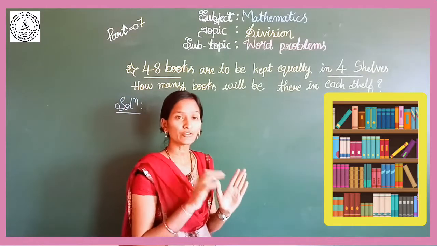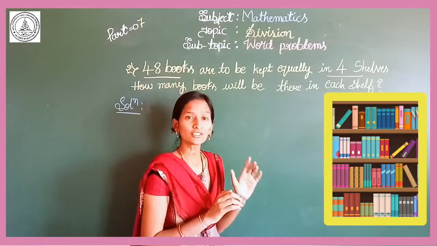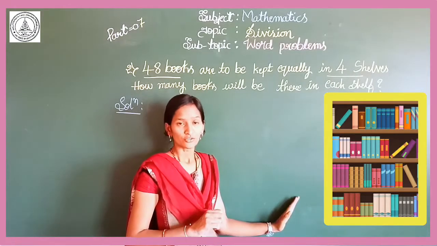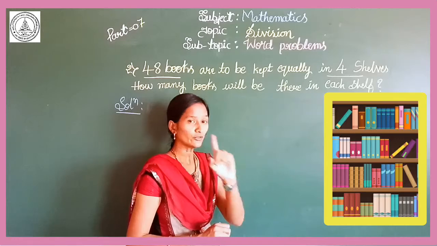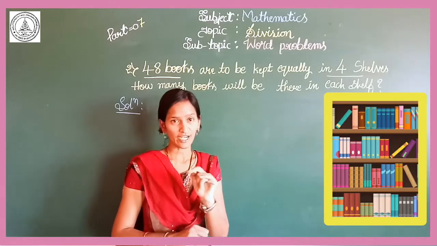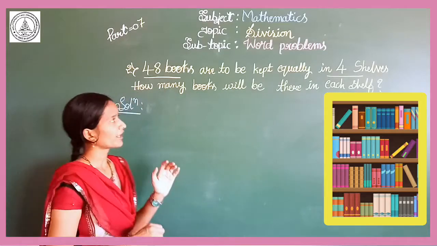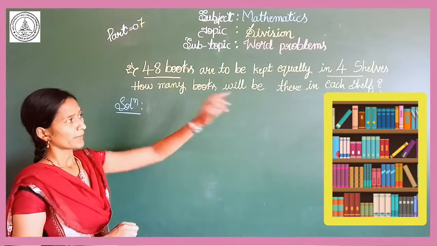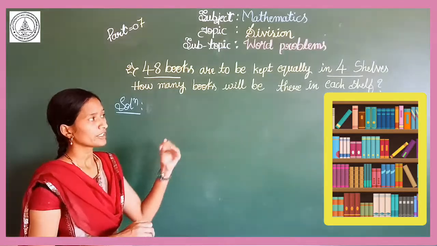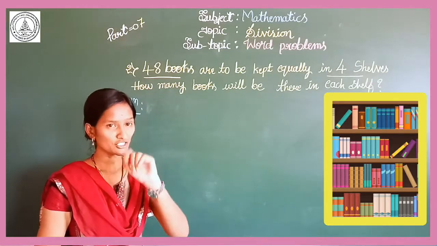So here you have to find out the number of books in one shelf. Here total 4. So here you have to find out for only one shelf. How many books are there in one shelf? Right? So here you have to divide this number 48 by 4. So then you will get how many books are there in one shelf.